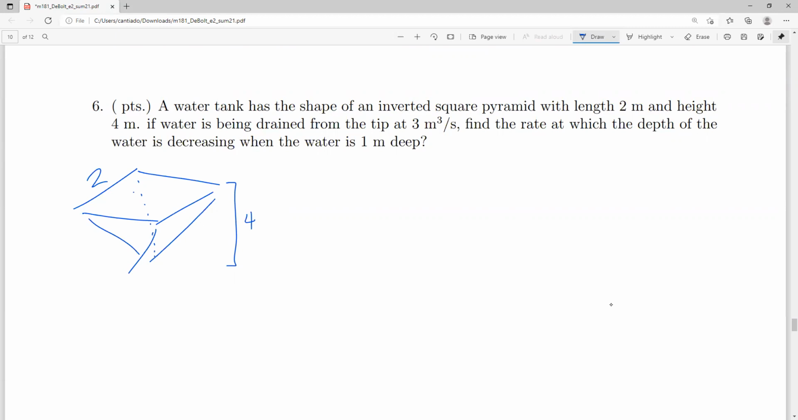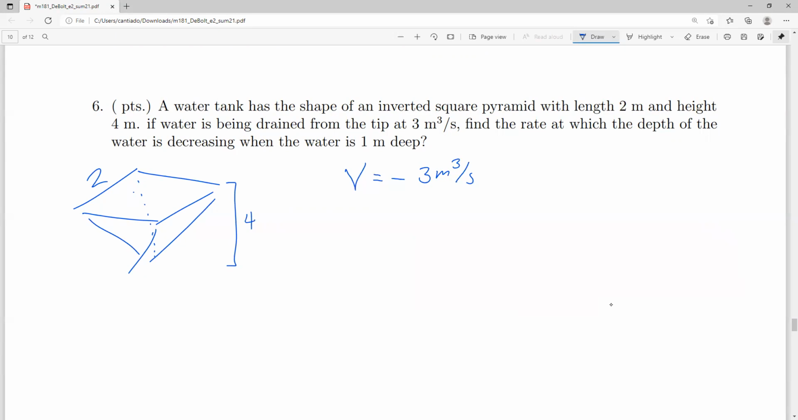Okay, so that means the volume is decreasing at a rate of 3 meters cubed per second, right? So decreasing, we indicate it with the negative sign, right? Find the rate at which the depth of water is decreasing when the water is 1 meter deep.